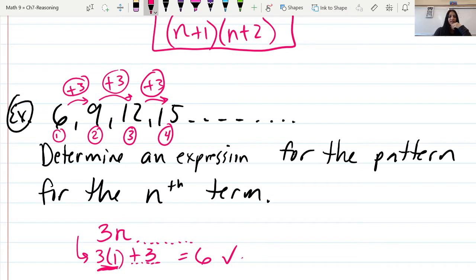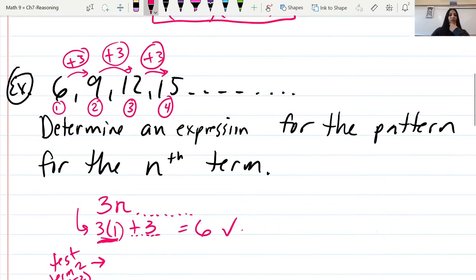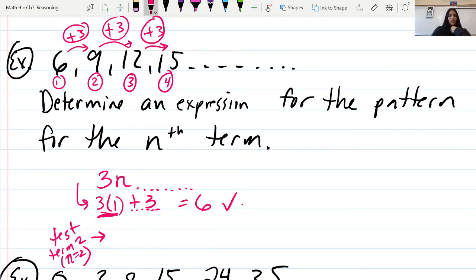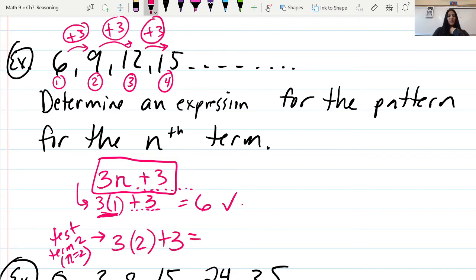Now I want to test it for term 2, or where I have my n equals 2. So I'm thinking this might be 3n plus 3 might be my formula. Let's test it. 3 times 2 plus 3. If I'm correct, this should give me the number 9, which I see up here. So 3 times 2 is 6. Plus 3 really does give me 9, so I can say that this is definitely my formula, and it works.